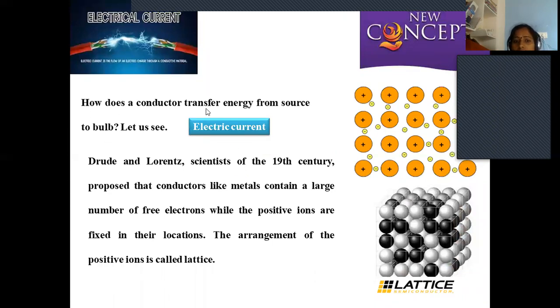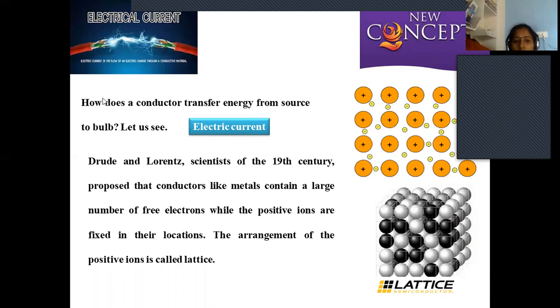So here we have one question. How does a conductor transfer energy flow? Here, when we switch on, immediately light will illuminate through the bulb. What could be the reason? Within fraction of seconds, it is possible to transfer the energy and how is it possible?